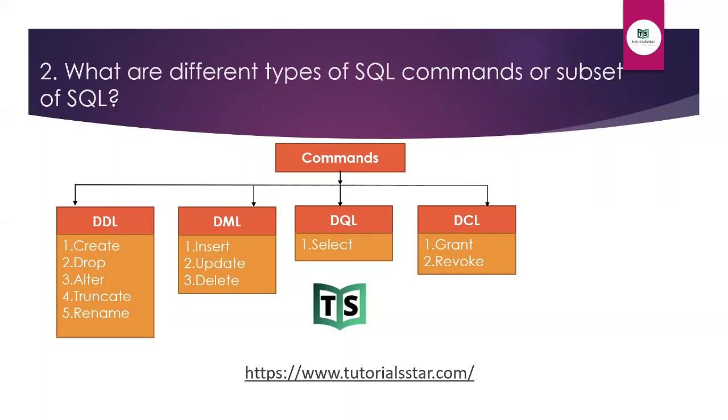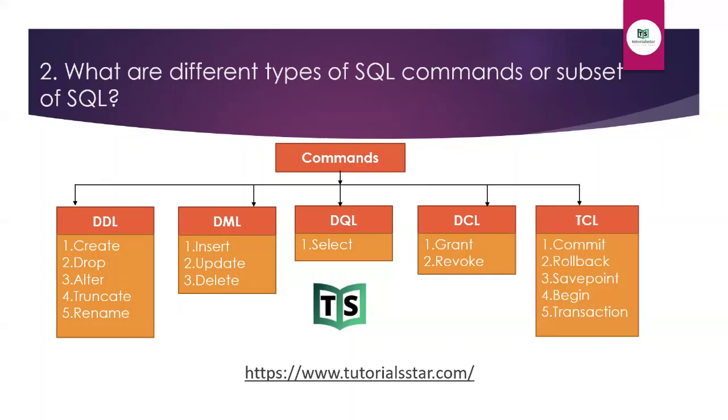The next subset of commands is Transactional Control Language, or we can say TCL. TCL is used to manage the changes that happen in an object or for a particular command. There are different commands we use. We have commit. This command is used to commit the full transaction or full changes after success.